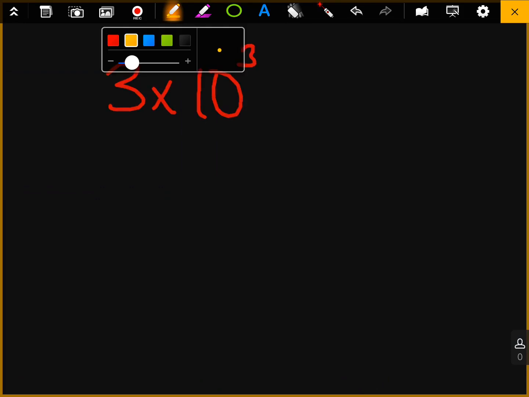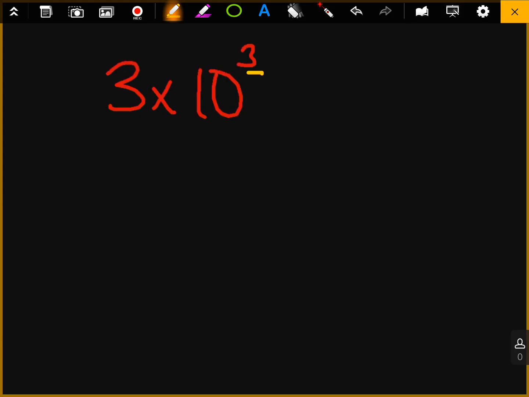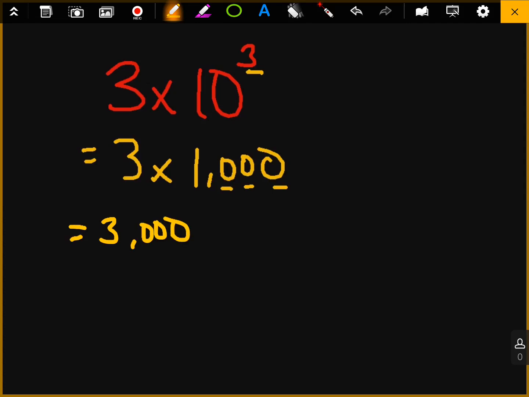Once again, first step: the exponent shows how many zeros are added to the whole number. It moves up the place value. So I see the exponent is 3. I know 10 to the third power is the same as 1,000, because there's 3 zeros. Now I just have to multiply: 3 times 1,000, which equals 3,000. The answer is 3,000 times per minute.